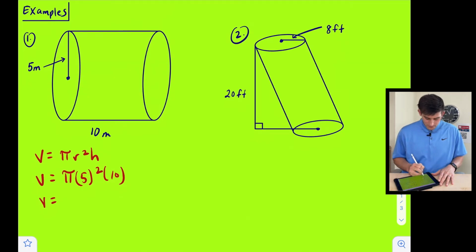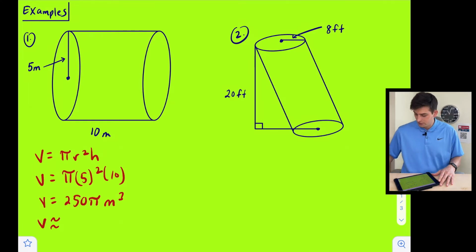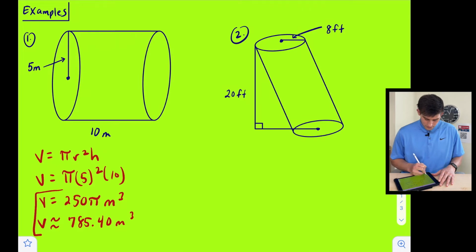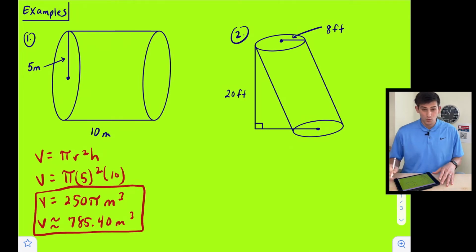All right, so this is going to give me 25, since 5 squared is 25, times 10 would be 250. So this is 250 pi meters cubed. And we could say approximately, so if we do 250 pi in our calculator, this is going to be 785.40 cubic meters. Okay, so we'll have two answers there, one in terms of pi and one using 3.14 for pi and approximating the decimal.